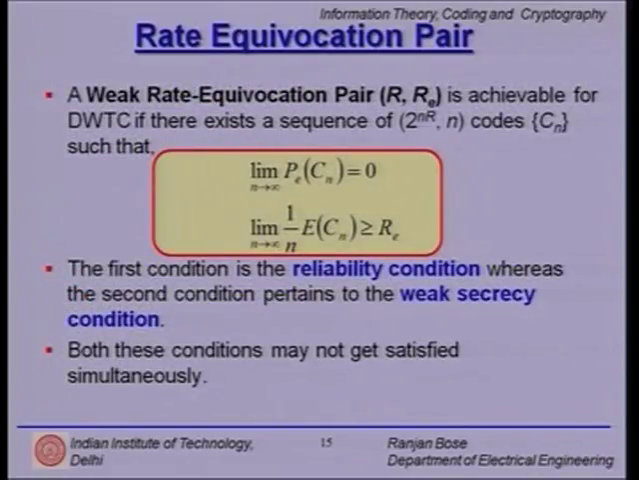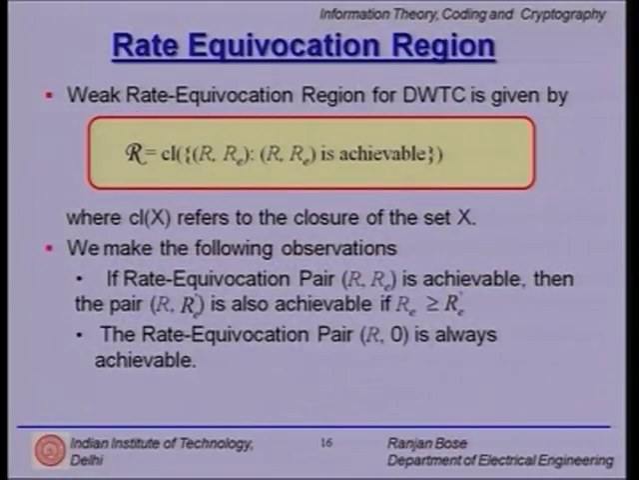Therefore, we had this pair, and we talk about the weak rate equivocation pair (R, R_E). And here we have these two conditions. One is the reliability condition, the second is the weak secrecy condition. The first one: limit as n tends to infinity, probability of error for a code word goes to 0, and as n tends to infinity, 1 over n, the equivocation as a function of the code word should be greater than or equal to R_E. Note, both these conditions may not get satisfied simultaneously.